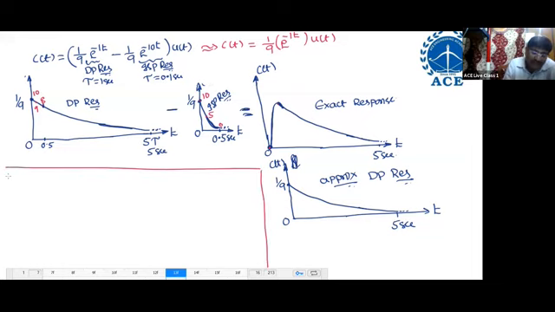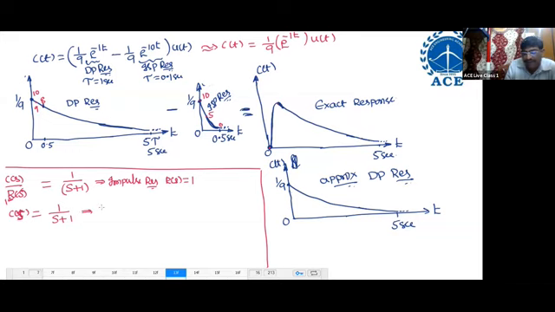Now if I consider, for example, the equivalent first order system, some students wrote 1 by s plus 1. 1 by s plus 1 is the equivalent first order system they wrote. If I find the impulse response, then what happened? R of s equal to 1. Then what is C of t? Apply inverse Laplace transform. That means C of s becomes 1 by s plus 1. What is C of t? 1 e power minus t u of t. This is C of t.